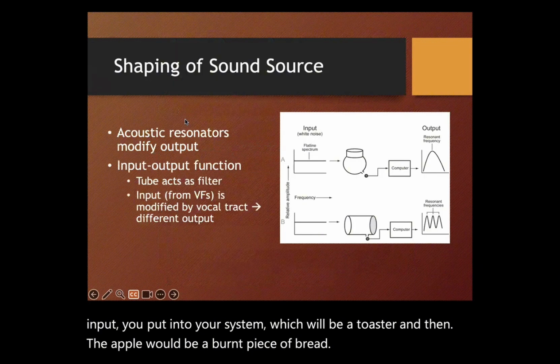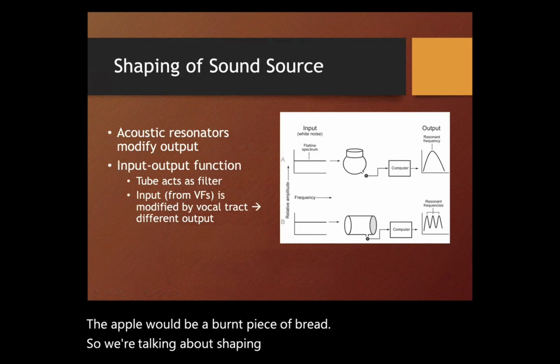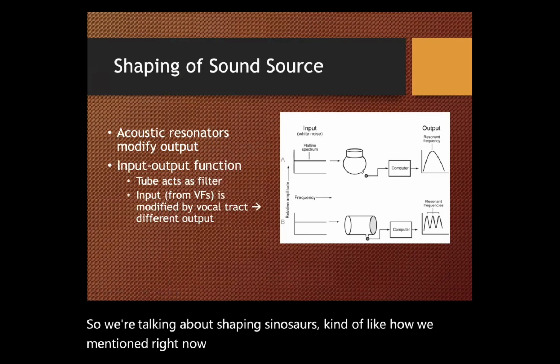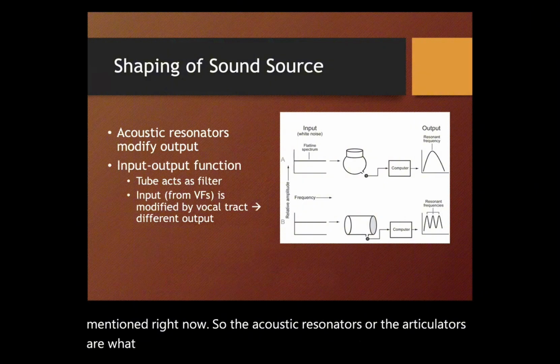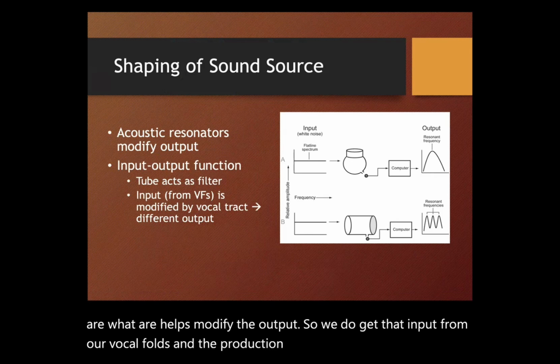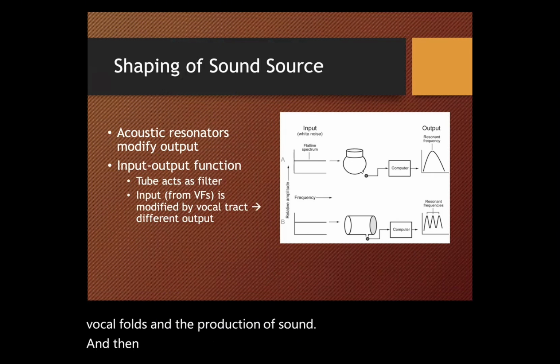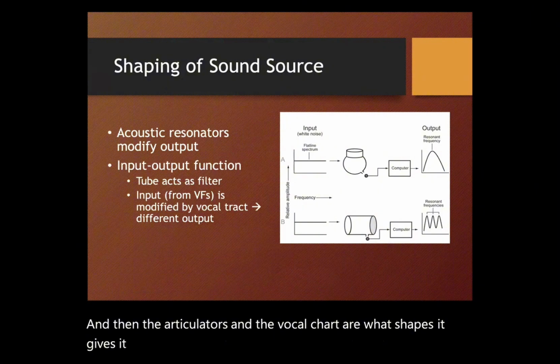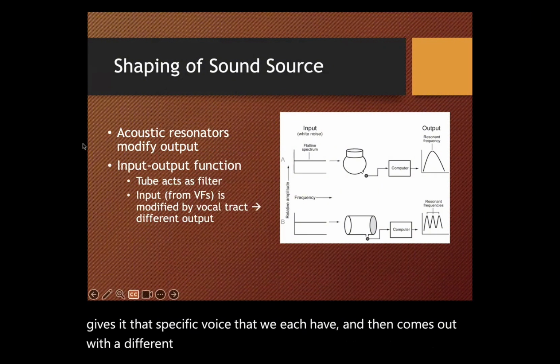So we're talking about shaping sound and source, kind of like how we mentioned right now. The acoustic resonators, or the articulators, are what help modify the output. We get that input from our vocal folds and the production of sound, and then the articulators and the vocal tract are what shape it, giving it that specific voice that we each have, and then it comes out with a different output.